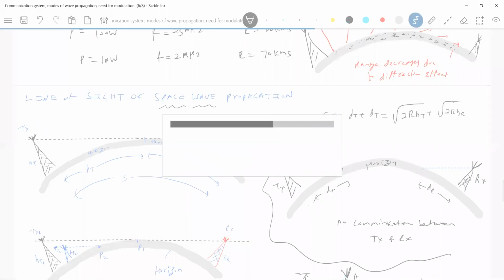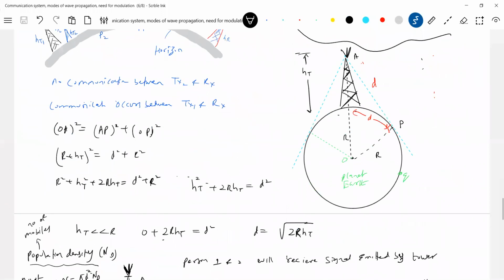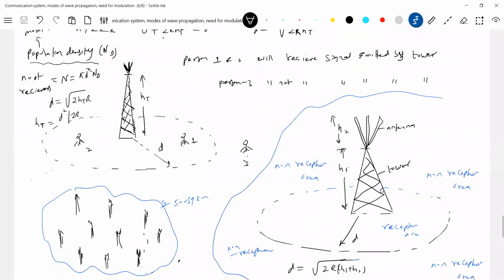Okay, the last one, sky wave propagation. I will take the help of the ionosphere layer of the Earth for the communication to take place here. Okay, this is the ground, or the surface of the Earth.